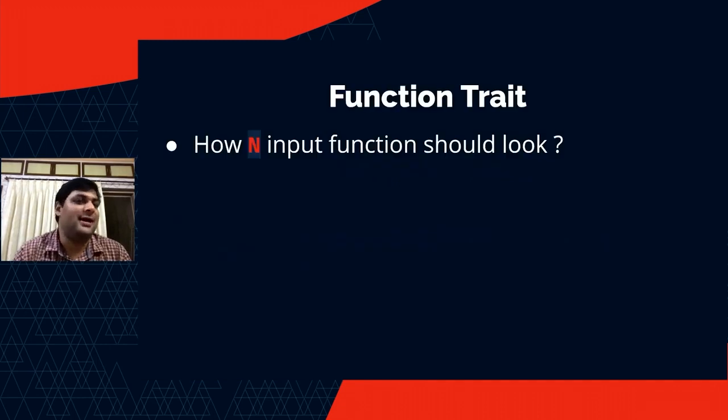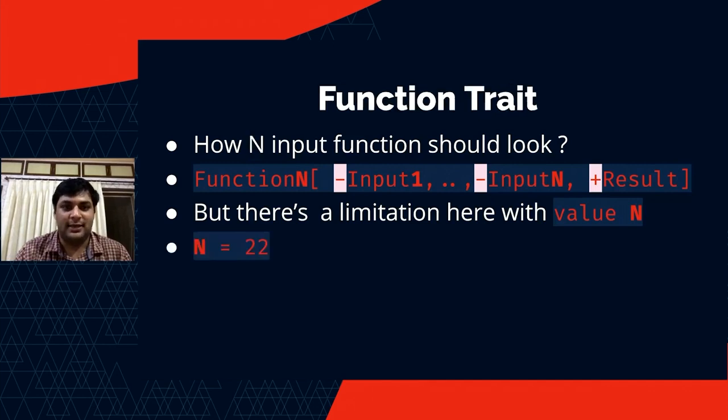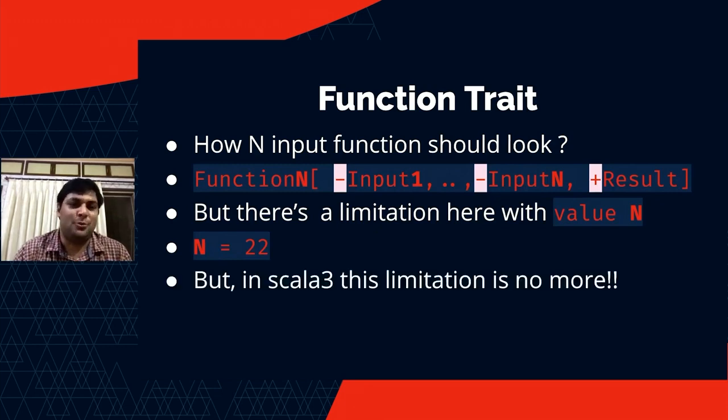Now the question arises, how should an n-input function look? Definitely it will be contravariant on all those n input types and covariant on the result one. But there is a limitation with the value of n, and this is specific to Scala 2, and it's n equal to 22. But in Scala 3 this limitation is no more, so hooray.